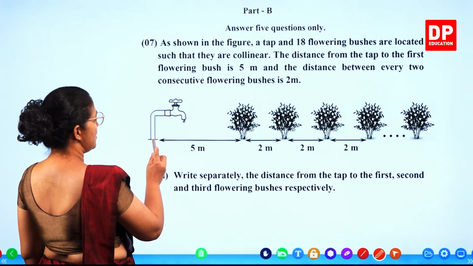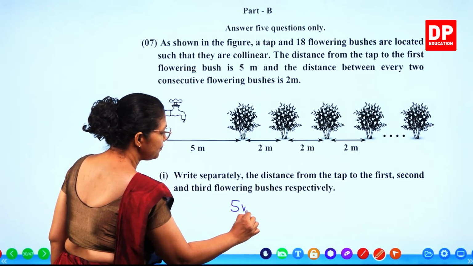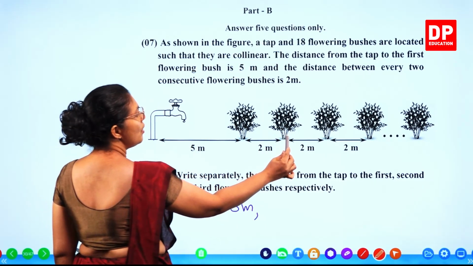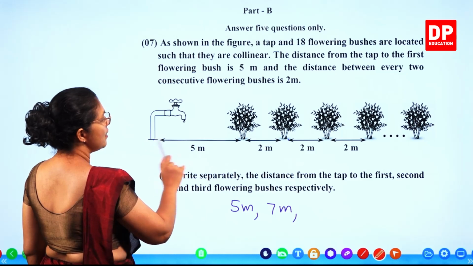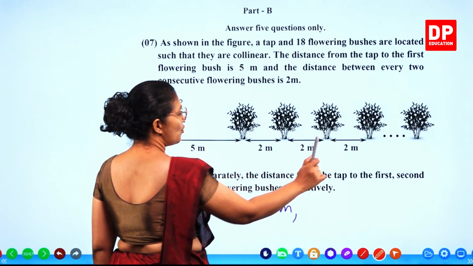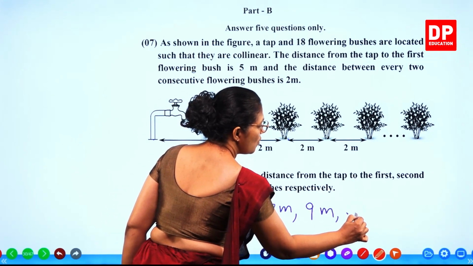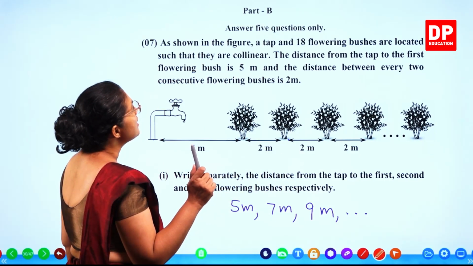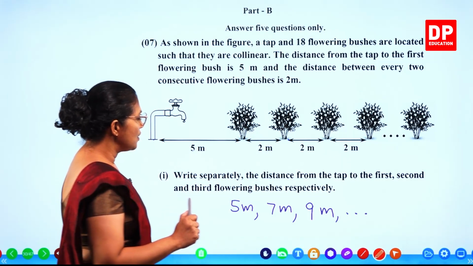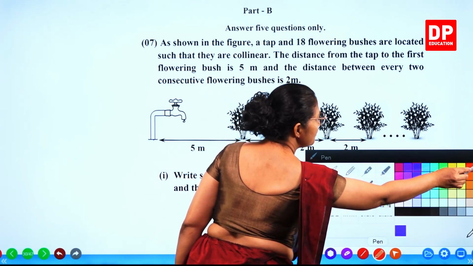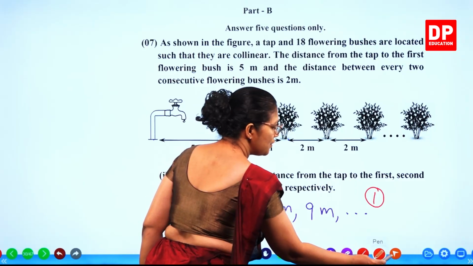So here we can see this is the tap and this is the first bush. What's the distance? 5 meters. Next one, here to here: 5 plus 2, 7 meters. And what about the third one? 5 plus 2 plus 2, 5 plus 4, 9 meters. So this goes on like this till you get all 18 flowering bushes. You get 1 mark for this part, 1 mark for writing down the 3 terms.